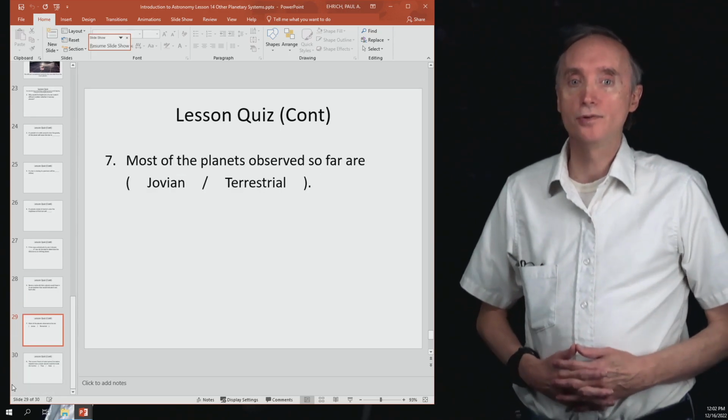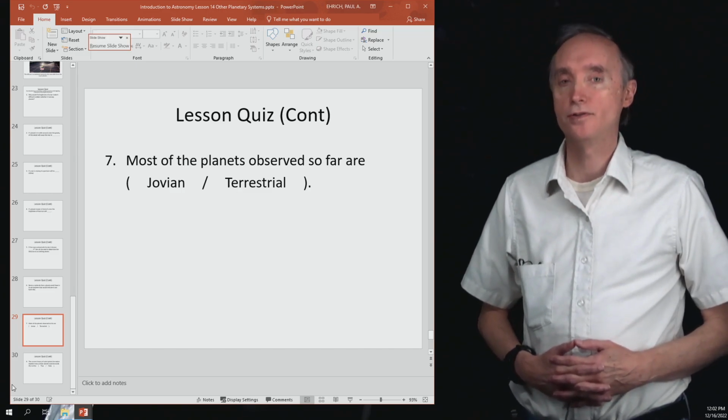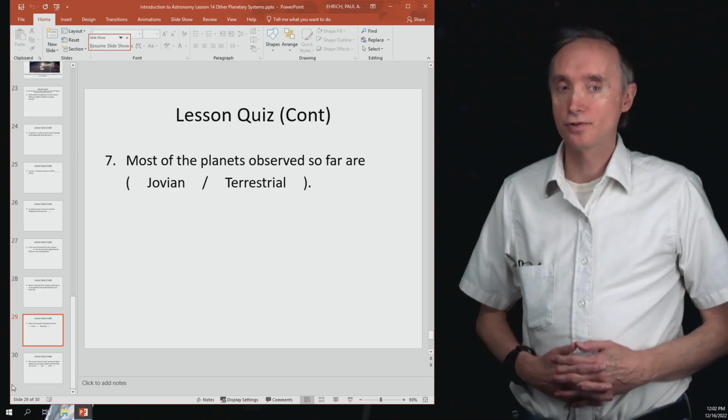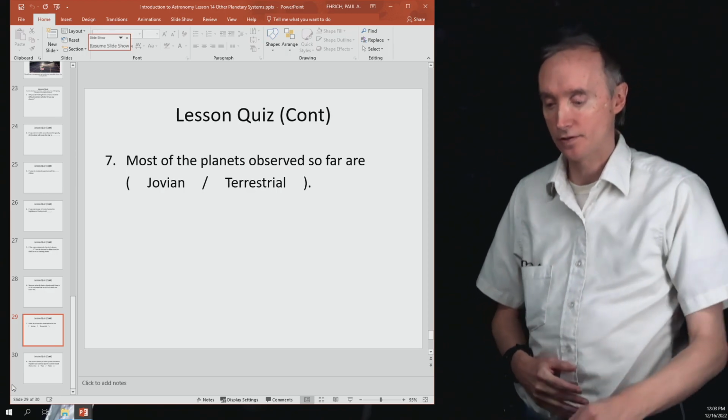Number 7, most of the planets observed so far, are they Jovian planets or are they terrestrial planets? They're actually terrestrials. So we found more rocky planets than we have gaseous planets so far.